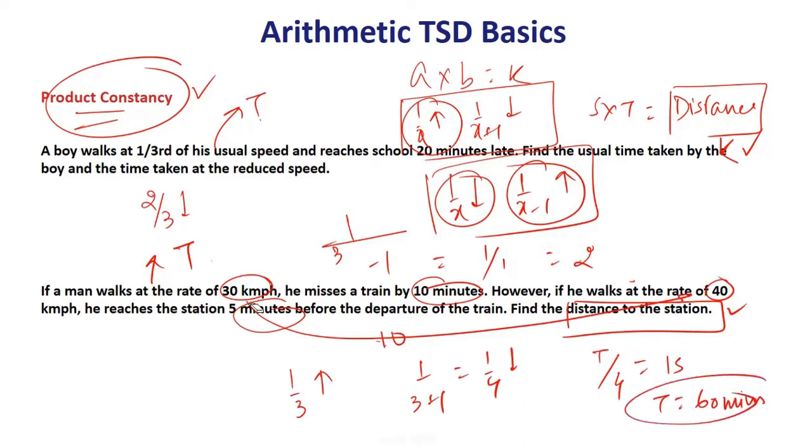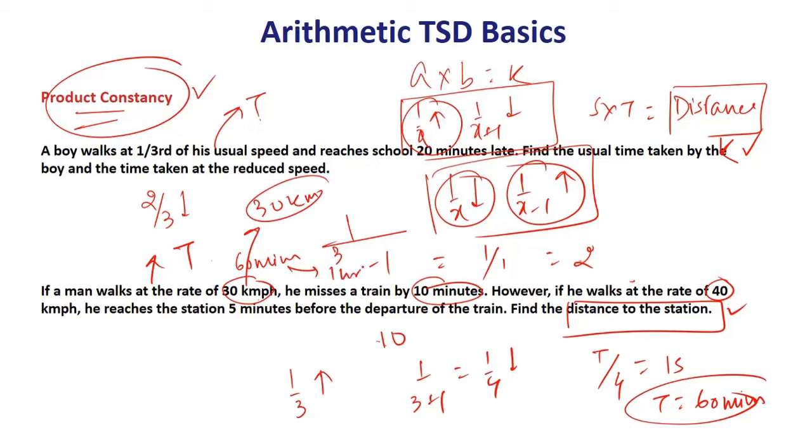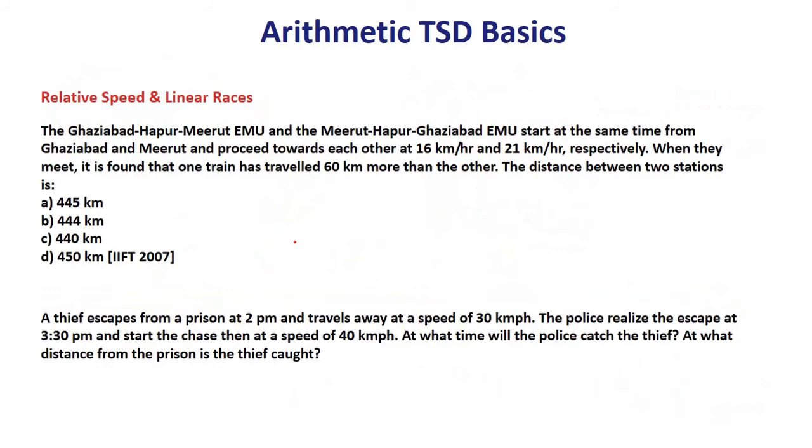So originally at 30 kilometers per hour, he was taking 60 minutes. So what is the distance? 30 kilometers, because 60 minutes is the same as 1 hour. I hope this is clear to you. Brilliant question, brilliant application. You might find a few questions in CAT and other MBA entrance exams as well. Let's see the next question here.